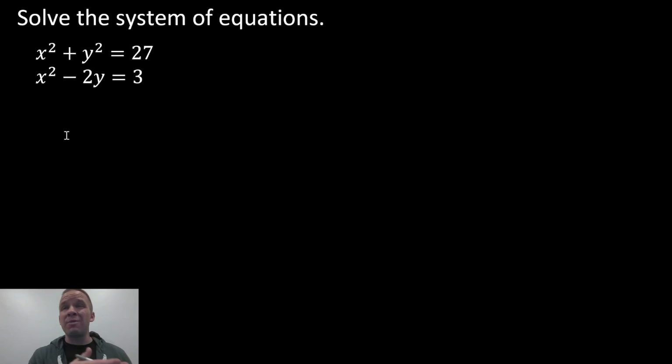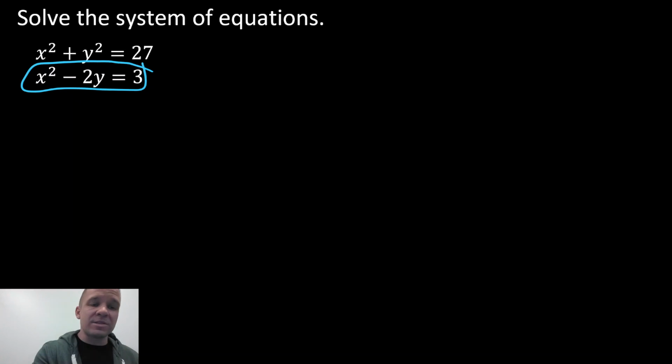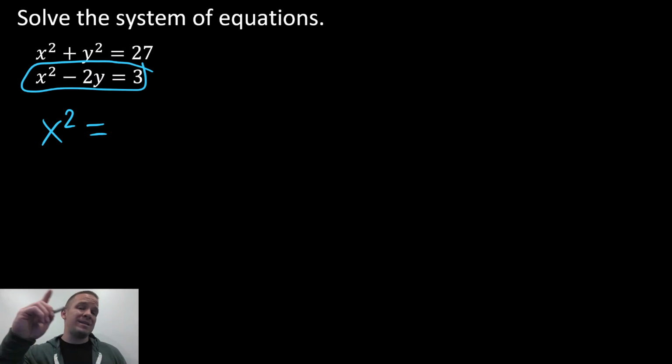Now, we can really use any one of our three methods, whether it's graphing, elimination, or substitution. Generally, we will favor elimination or substitution to do it algebraically. For this particular one, I'm going to go with the substitution method. I'm going to take this bottom equation, x squared minus 2y equals 3, and solve for x squared, because I see that I have x squared in my top equation. I can just substitute whatever I get in for that.